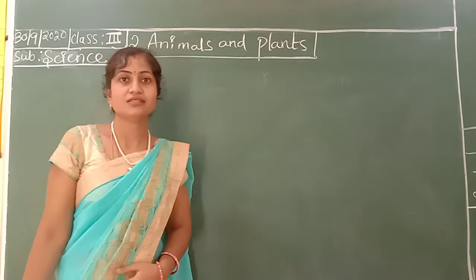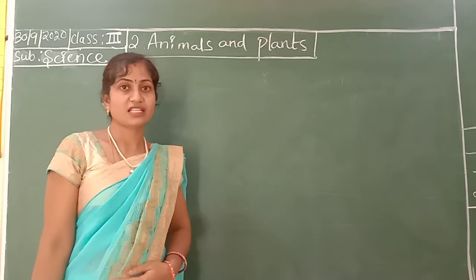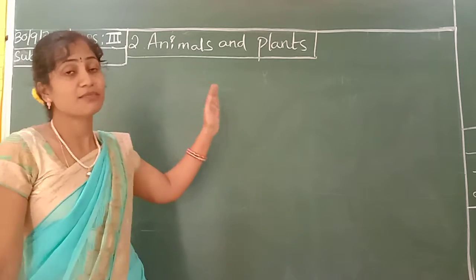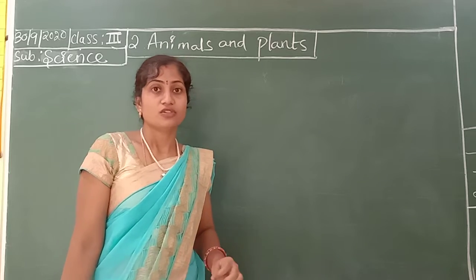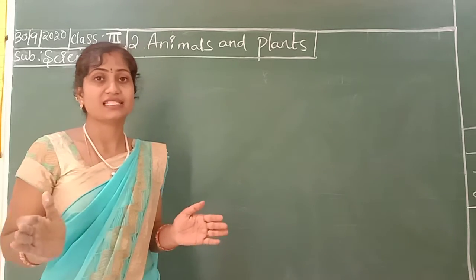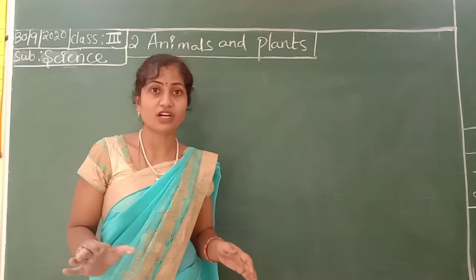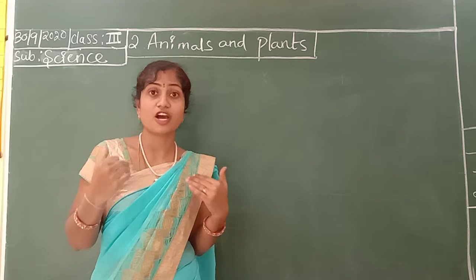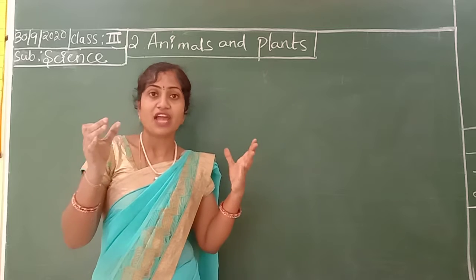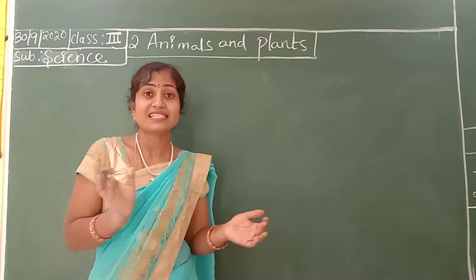Good morning, children. Today we are discussing our second lesson, animals and plants. Yesterday we completed half the part, no? So first of all, animals and plants. In our world, we depend on plants and animals. Human beings, we are all human beings, no? So we have to depend on plants and animals.